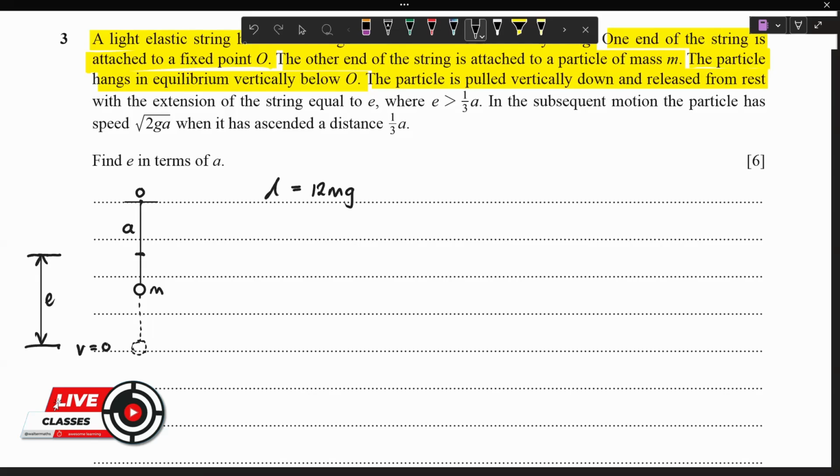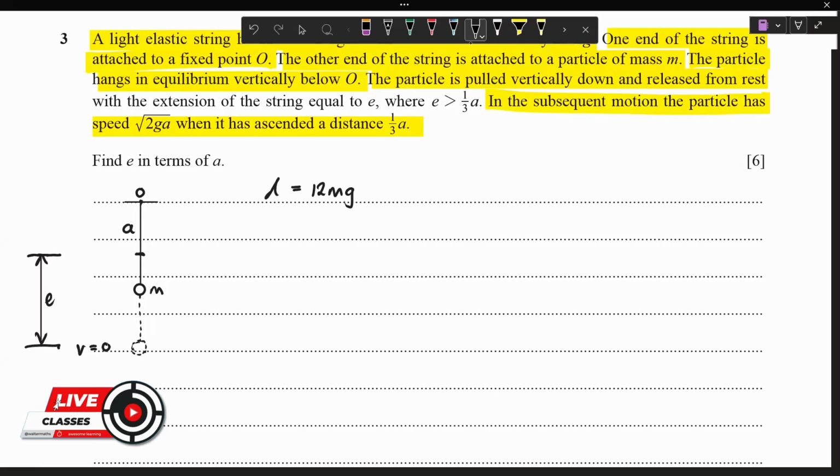And then what else do they tell us? They say E is greater than a third of A. And then they say, in the subsequent motion, the particle has a speed of the square root of 2GA when it has ascended a distance of a third A. But we shall take account of all that as we go.